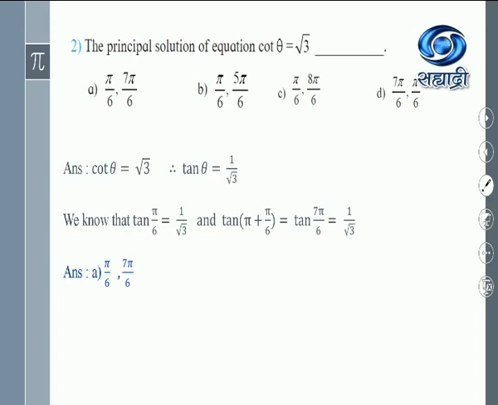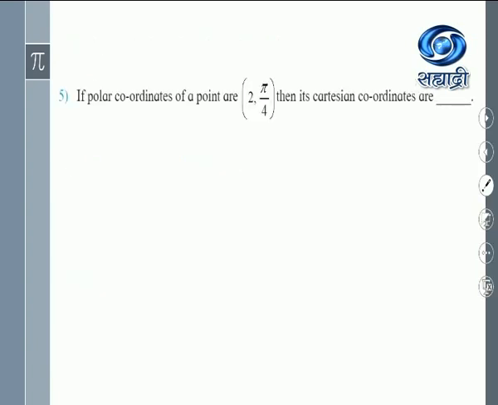Therefore, the answer for this sum is what? Pi by 6 and 7 pi by 6. So the alternative is pi by 6 and 7 pi by 6. But in the exam, you will get different alternatives. So in the textbook, you will have to mark this as a printing mistake. Okay. Now, MCQ number 5.